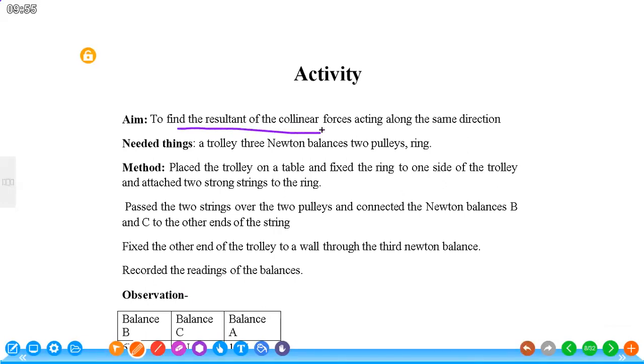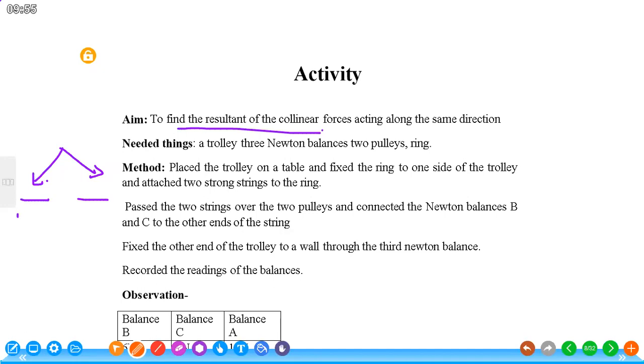I already said about the resultant of collinear forces. Today we are studying first the session on resultant force, then the resultant of two collinear forces. We have observed the two main themes related with the resultant force.